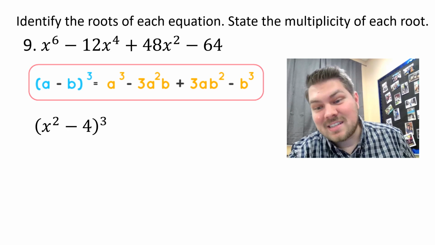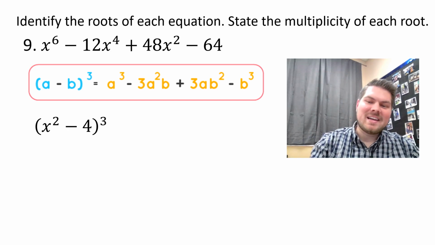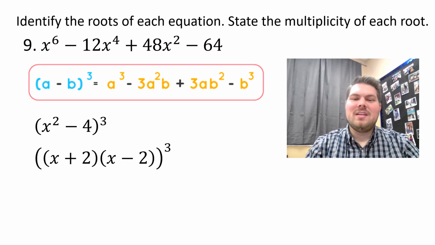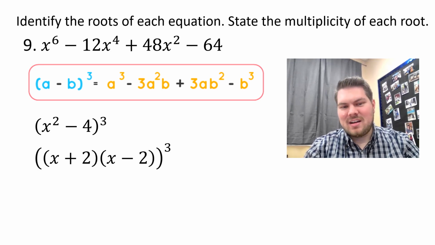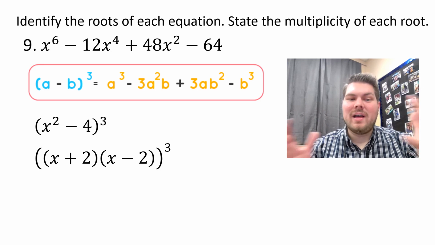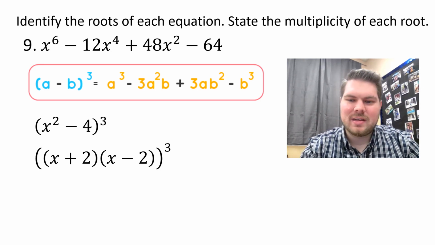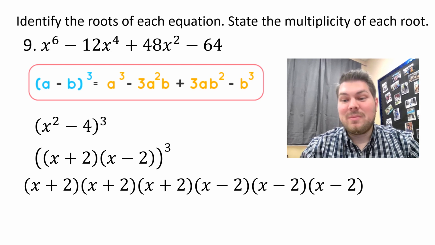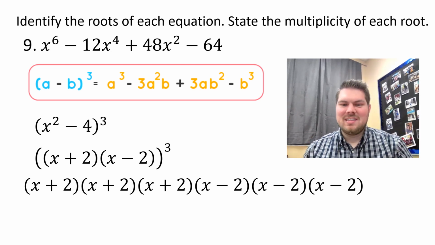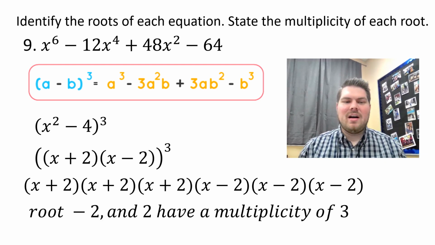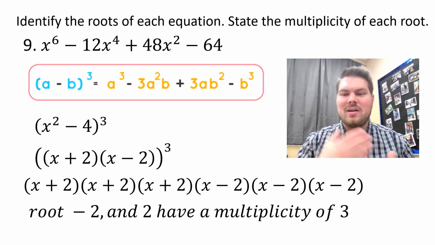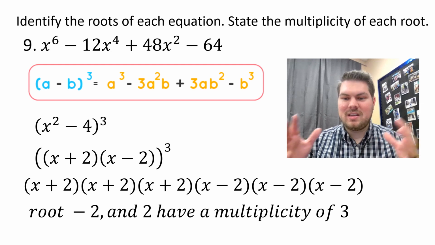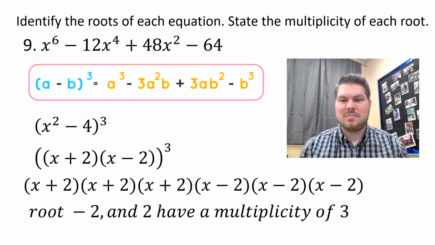Now, the reason that's fun and exciting is because x squared minus 4 is a difference of squares. So this is what x squared minus 4 would look like when you factor that out. And that means we have a whole string of numbers. So x plus 2, or negative 2, has a multiplicity of 3, and 2 has a multiplicity of 3.